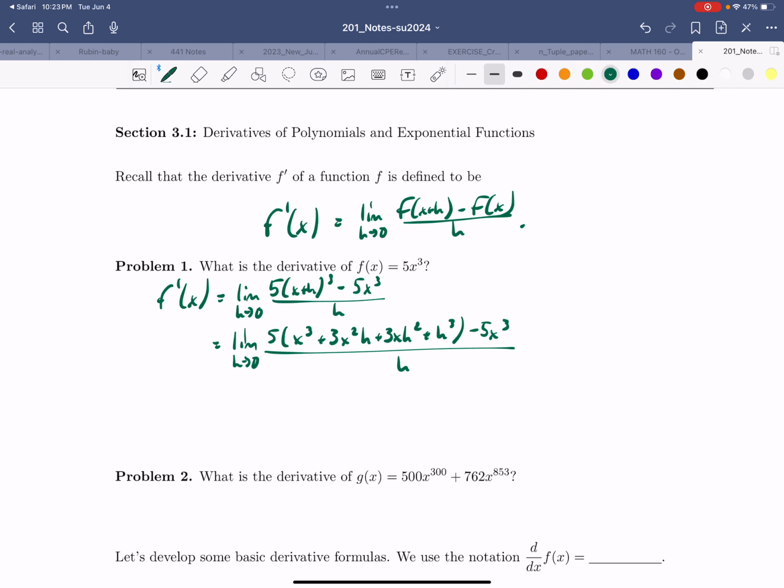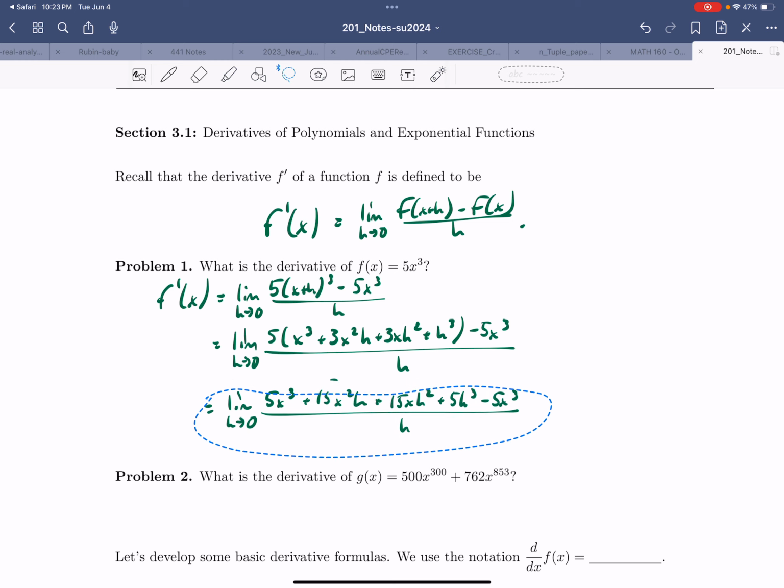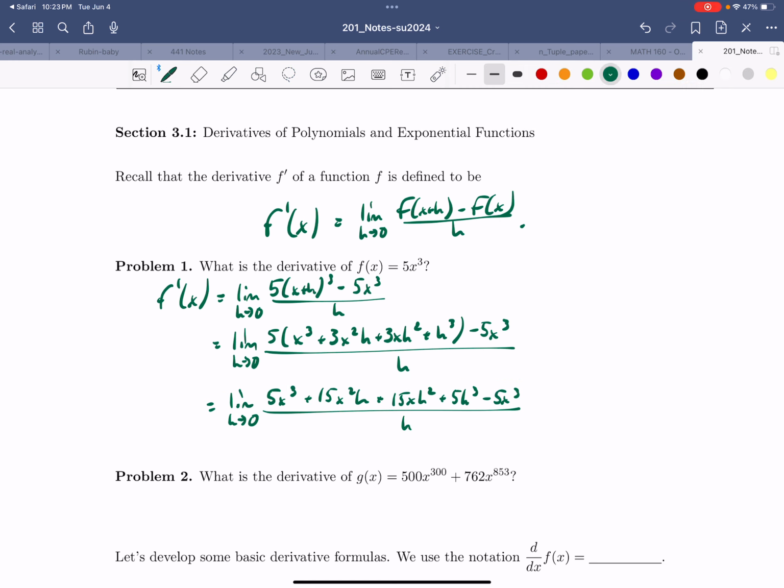Okay, you don't need to trust me. You can do it all out. You'll get the same thing. Anyway, when you do this out, you get this, right? I'm just distributing the 5 to everything. And what we see, sure enough, is that the non-h terms cancel out, which is good because we're always trying to cancel out that h.